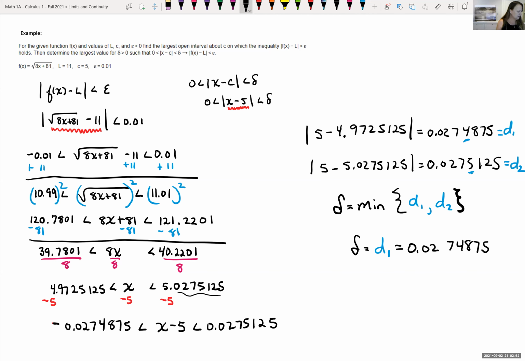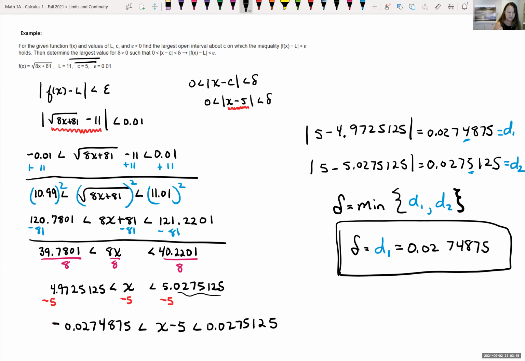Let me just make sure I answered it. So, for the given function, find the largest open interval about C in which the inequality holds. Then determine the largest value of delta. Okay, so we found the largest value of delta. That interval around C, we're going to get it by adding it to 5 and subtracting it from 5.